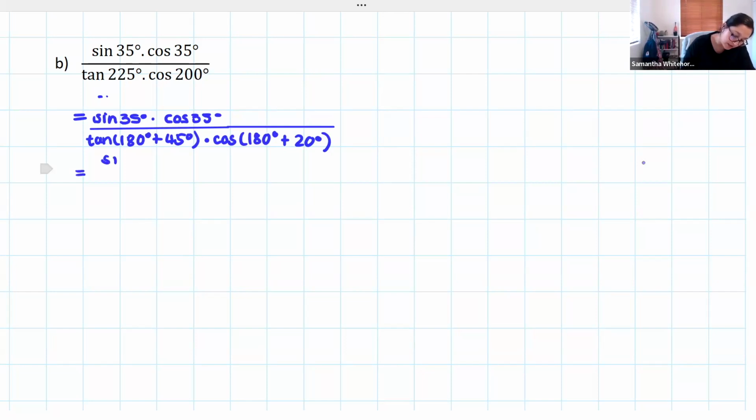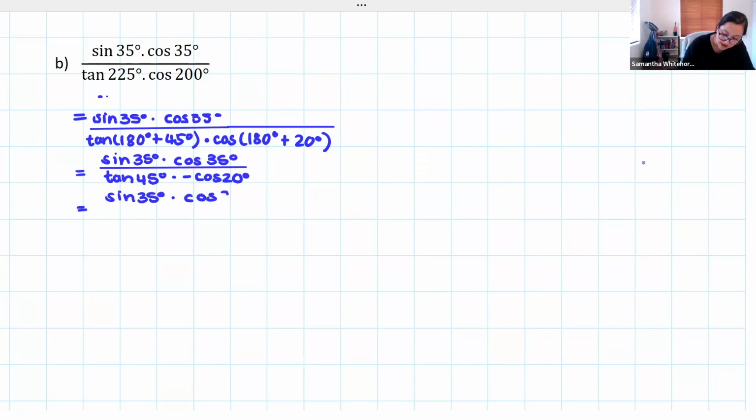Okay, so my numerator is going to stay as it is. Like I say, I can deal with it later if I have to. 180 plus for tan, quadrant 3, tan is positive. So this just reduces to tan 45. That's a special angle of 1. So if you wanted to go straight to 1, that's also absolutely fine. Cos 180 plus, quadrant 3, so it's a negative cos 20 degrees. So in reality, I just have my numerator, and in my denominator, I'm actually just working with a negative cos 20.